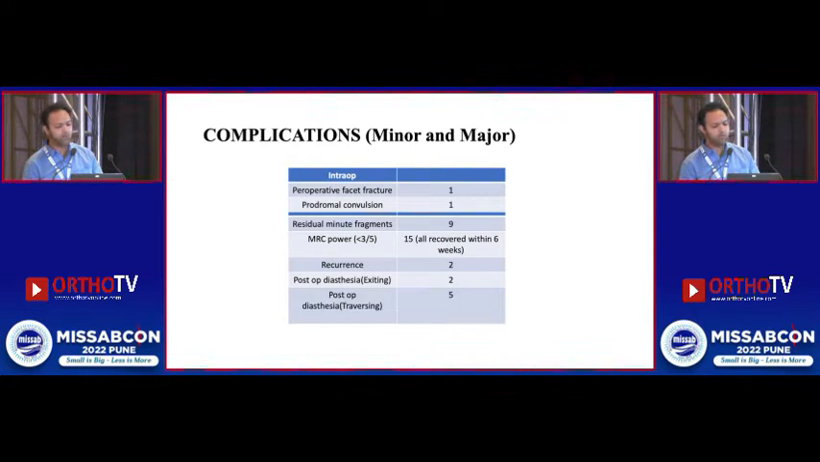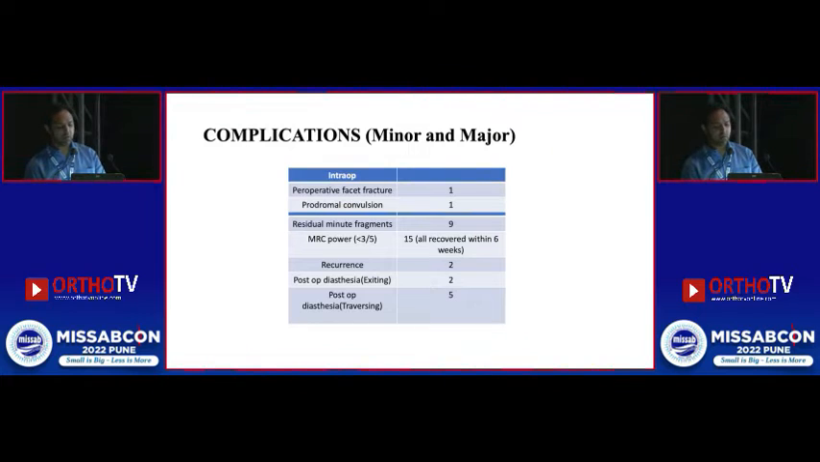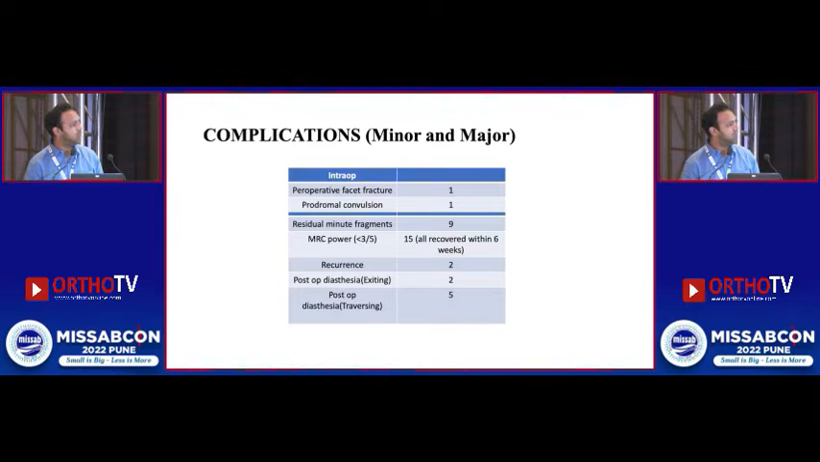Then residual minute fragments in the postoperative MRI were seen in 9 patients. MRC power less than 3 was seen in 15 patients, but it recovered in all the patients in 6 weeks. Recurrences were seen in 2 patients. In one patient, the recurrence occurred after 2 years, for which the patient again opted for PTLD and is absolutely fine. The other patient underwent MLD and after that TLIF within 1 month. Post-op dysesthesias were seen most commonly, in 7 patients.